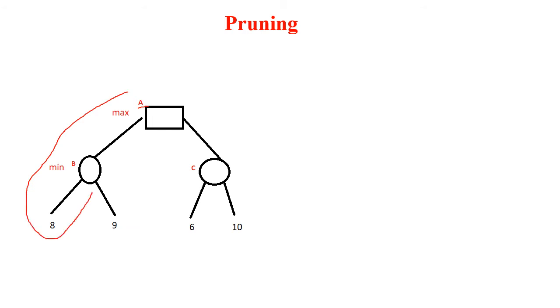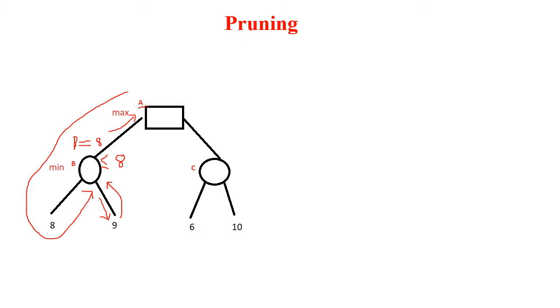Now, the value 8 is given back to B. B is a min player. So, B expects a value less than or equal to 8. What is the minimum value of ancestors of B? That is 8. That means here beta is equal to 8. Continue this traversing and the value 9 is given back. Since B is a min player, B selects minimum of its 8 and 9. So, beta is 8. The value 8 is given back to A.